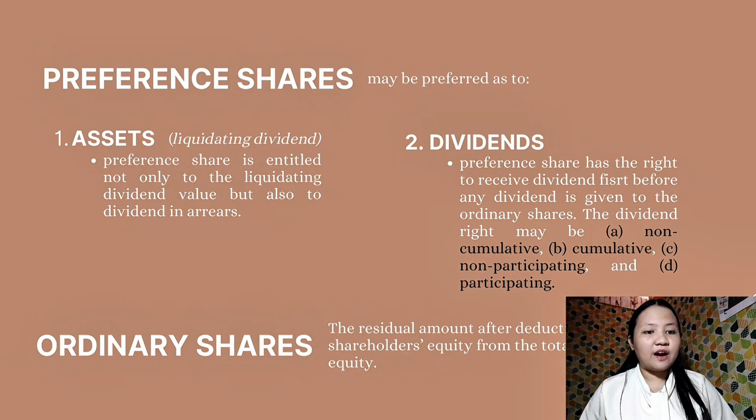So we have the preference shares and the ordinary shares. It could be that a company would issue preference shares as well as ordinary shares. If it is a preference share, the shares may be preferred as to assets or as to dividends. If it is preferred as to assets, the preference share is entitled not only to the liquidating dividend value but also to the dividend in arrears.